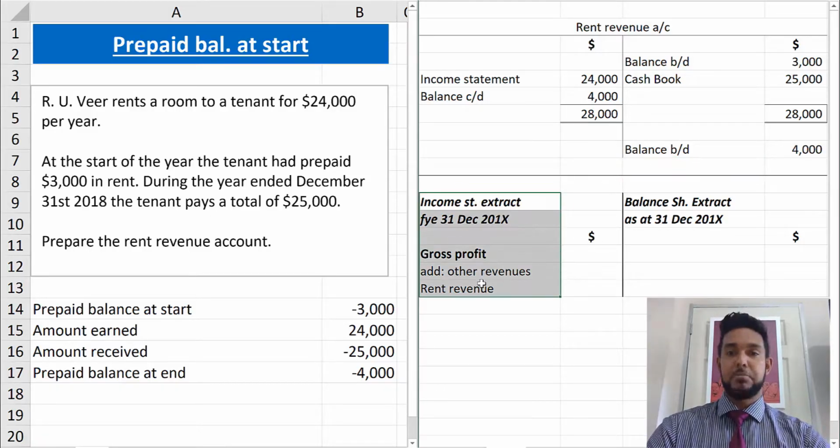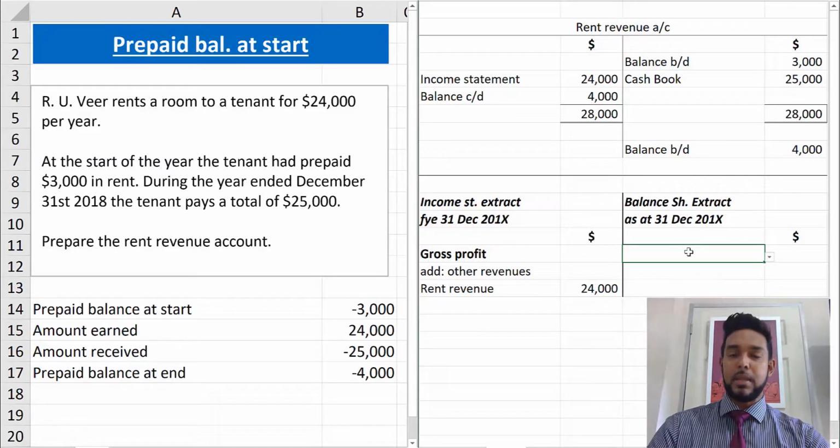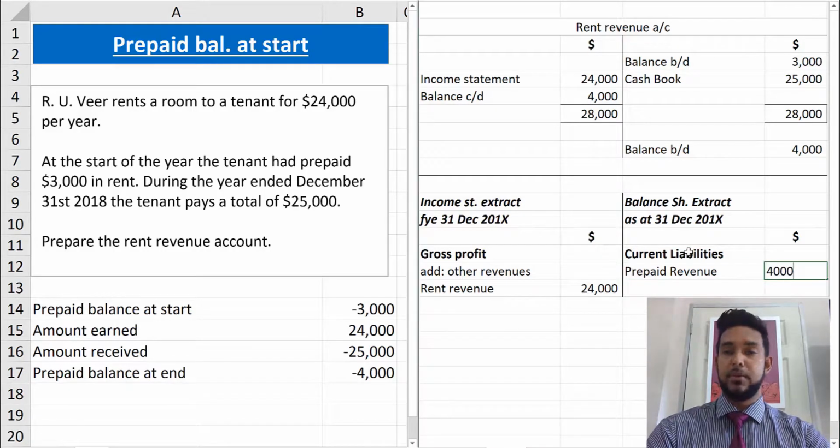Now, income statement extract. Well, guess how much goes here? Same 24,000. All right. Balance sheet extract now. Let's see. We have prepaid revenue. That's a current liability. And the amount for that is $4,000.